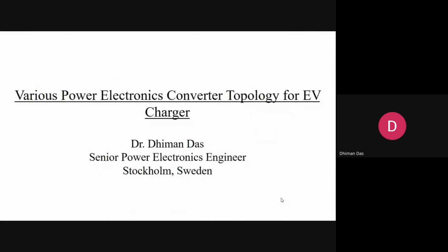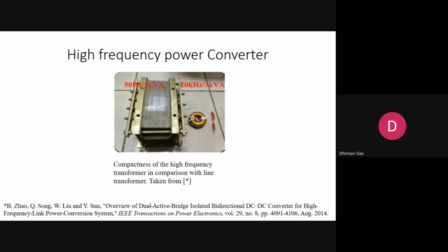Hi, good evening, all. So today we'll discuss various power electronics topologies suitable for EV chargers. Before dealing with any converter, we must know what is the effect of high frequency power conversion or high frequency switching, what is the effect on magnetic design, filter design, and all these things.